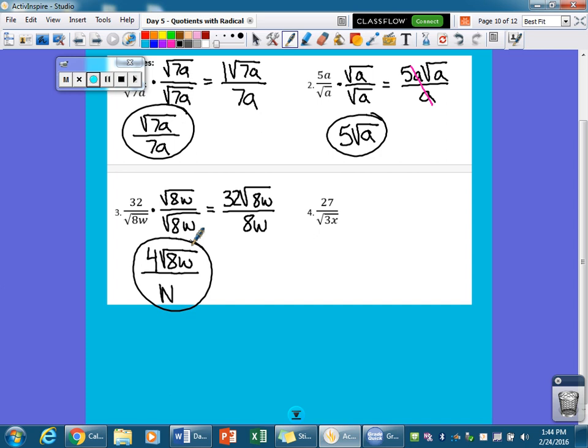All right, my last one that I'll do with you. 27 over the square root of 3x. Multiply by the square root of 3x on both sides.